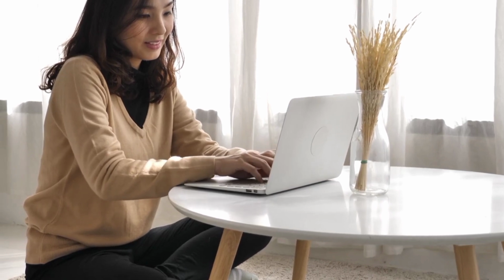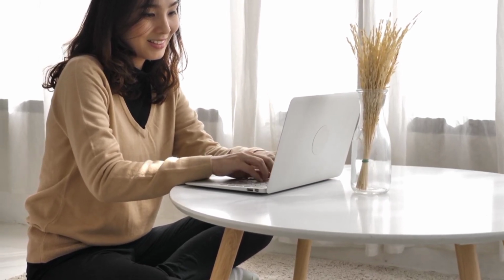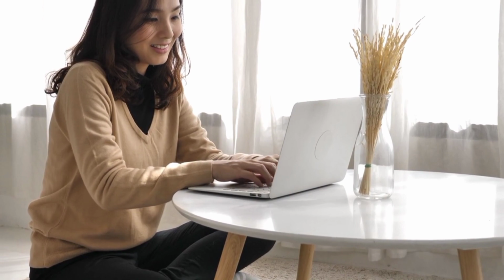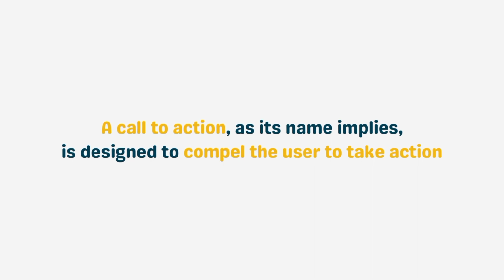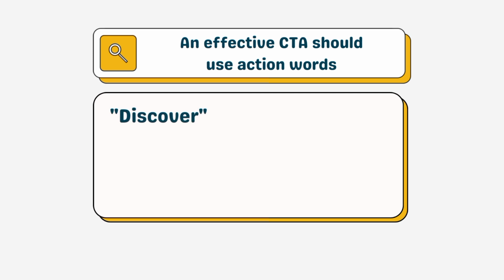The third one, clear benefit. Stating a clear benefit that the user will get from completing the transaction is an effective way to get them to click. The fourth one is actionable text. A call to action, as its name implies, is designed to compel the user to take action. So an effective CTA should use action words such as discover, learn more, and buy now.